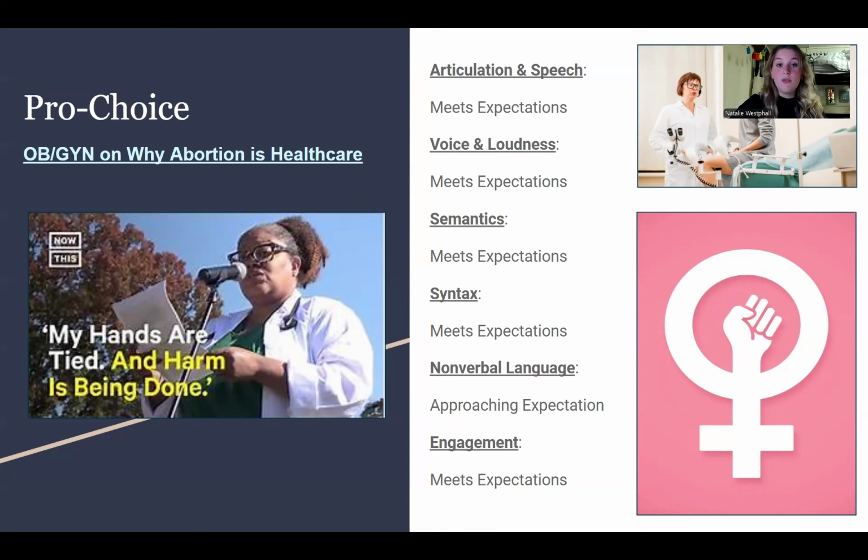Her syntax is powerful. The pauses after she speaks of the women that need safe access to abortion give the audience a moment to reflect on the circumstances that these women are facing due to widespread abortion bans in America.